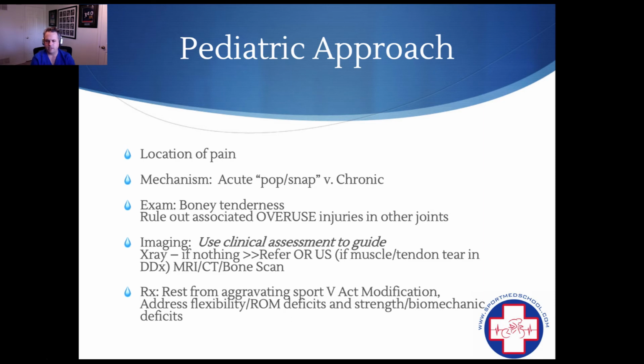Those typically are taking longer, 2 to 3 months, and you really want to have a period of rest and protection from activity so the apophysis can calm down completely, and then they can gradually load that enthesis in terms of a rehab going forward.